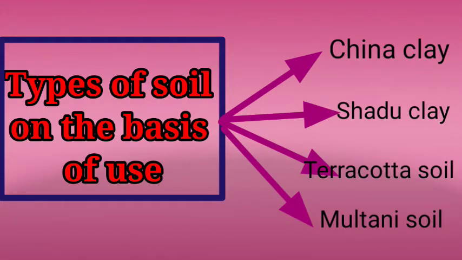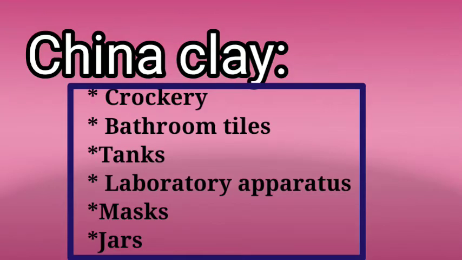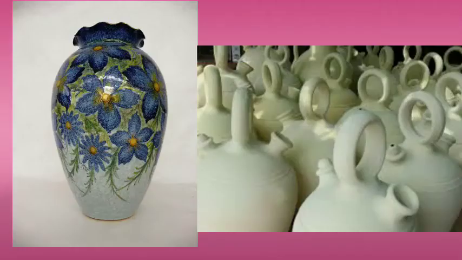According to the use of soil, soil can be classified in 4 different ways. First one is China clay, or we can also call it kaolin. China clay is white in color. It is used to make crockery, which we use in our kitchen, bathroom tiles, tanks, laboratory apparatus, jars, etc.